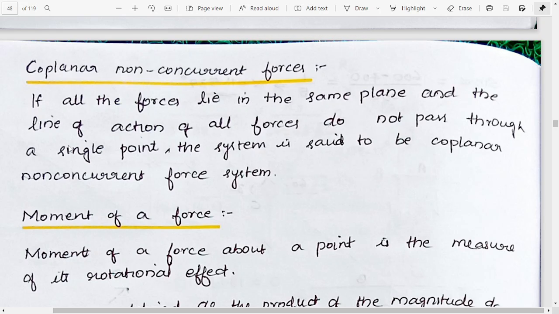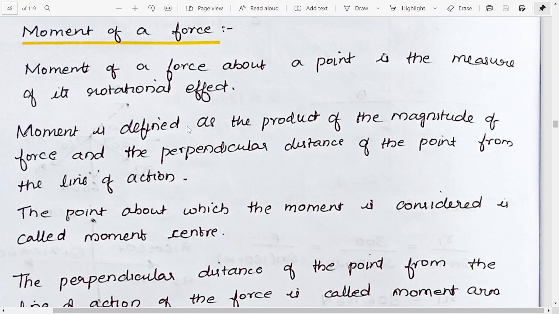In this video, we'll be talking about coplanar non-concurrent forces, moment of force, and some examples related to that. So, what are coplanar non-concurrent forces? It is nothing but if all the forces are acting in the same plane, but the line of action of all the forces do not pass through a single point, then that kind of system is called coplanar non-concurrent forces. Now let us talk about moment of force.